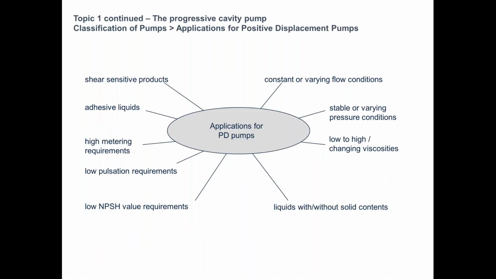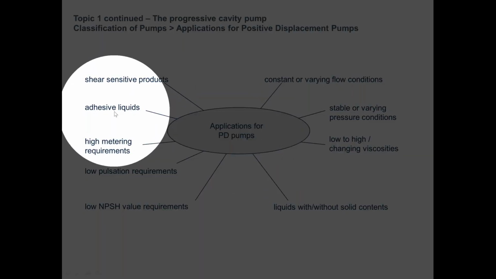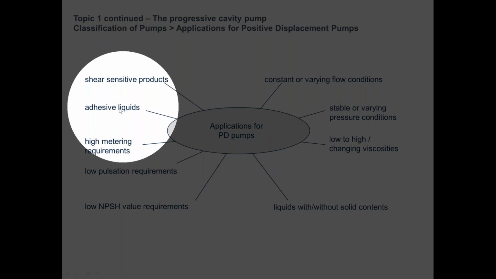Applications to use a progressive cavity pump in: shear sensitive products, adhesives, high metering requirements. This would be something like maybe a polymer. When we look at the food and beverage industry, a shear sensitive product might be something like yogurt, or the cosmetics industry might be something like a conditioner.